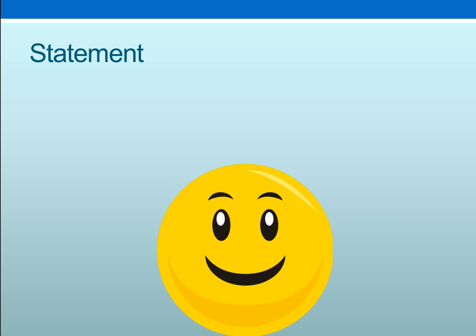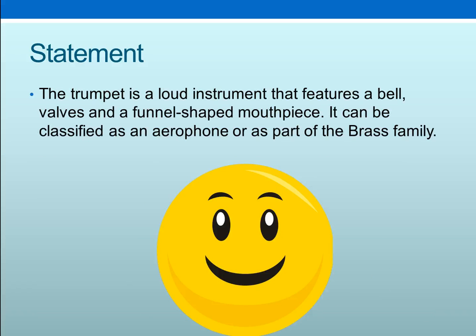Then we make a statement, so we're looking for 2 sentences. The trumpet is a loud instrument that features a bell, valves, and a funnel-shaped mouthpiece. It can be classified as an aerophone or as part of the brass family. And you can see the big difference from trumpet through to a statement. As I said, if you wanted to leave something at a band 3 level, just do it as a one-word answer. But if you want to push yourself further, make a statement and do 2 sentences about that, then you're going to get a much higher mark.